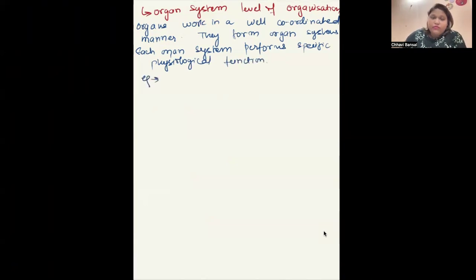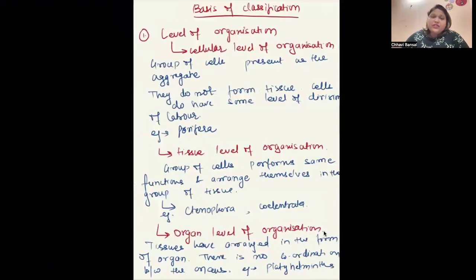All the phylum, starting from Aschelminthes till Chordata, all will have organ system level of organization. So basically, sometimes the NEET question comes, in which phylum the organ system level of organization was found. Then it is going to be Aschelminthes, because this is the first phylum that has organ system level of organization. So this is the first basis of classification, which is level of organization.